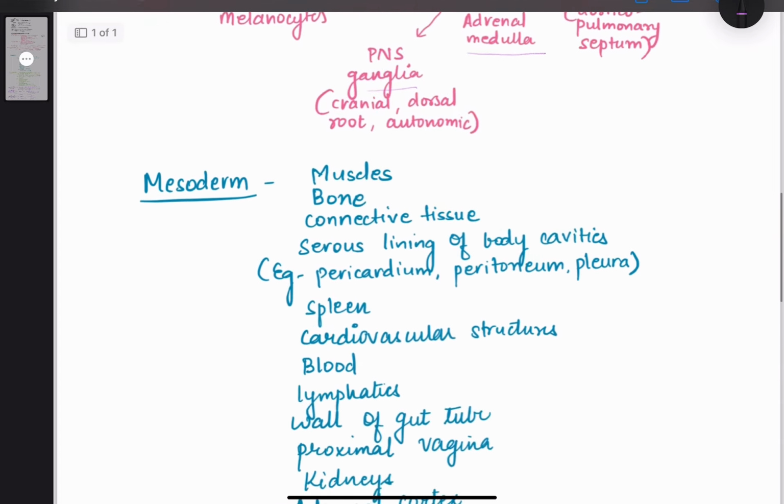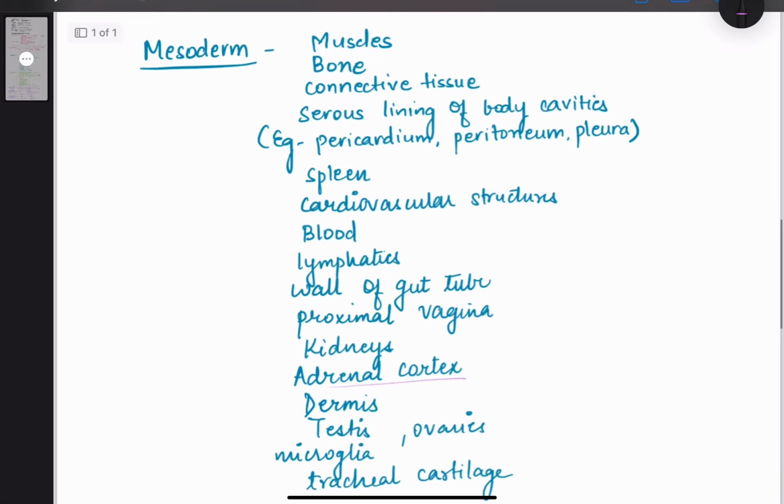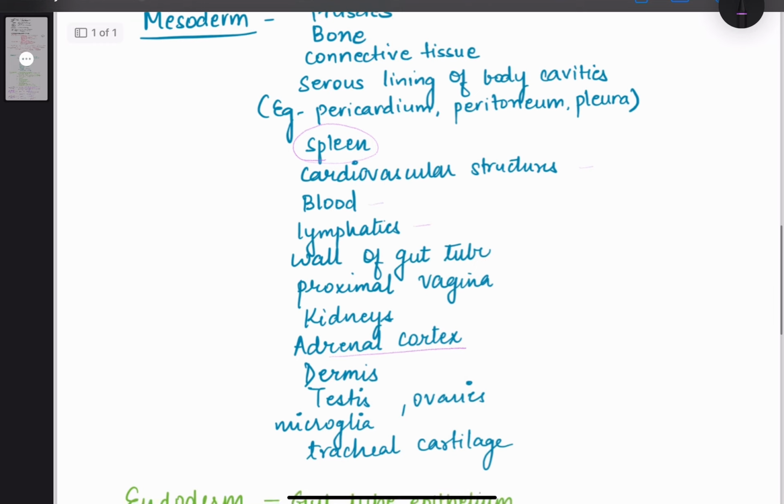So the next thing we are going to discuss is mesoderm derivatives. Okay, so everything which we see like muscles, bone, connective tissue, serous lining of the body cavities like pericardium, peritoneum, pleura, even the cardiovascular structures, blood, lymphatics, that is from mesoderm. Spleen is an organ which you need to remember is from mesoderm.